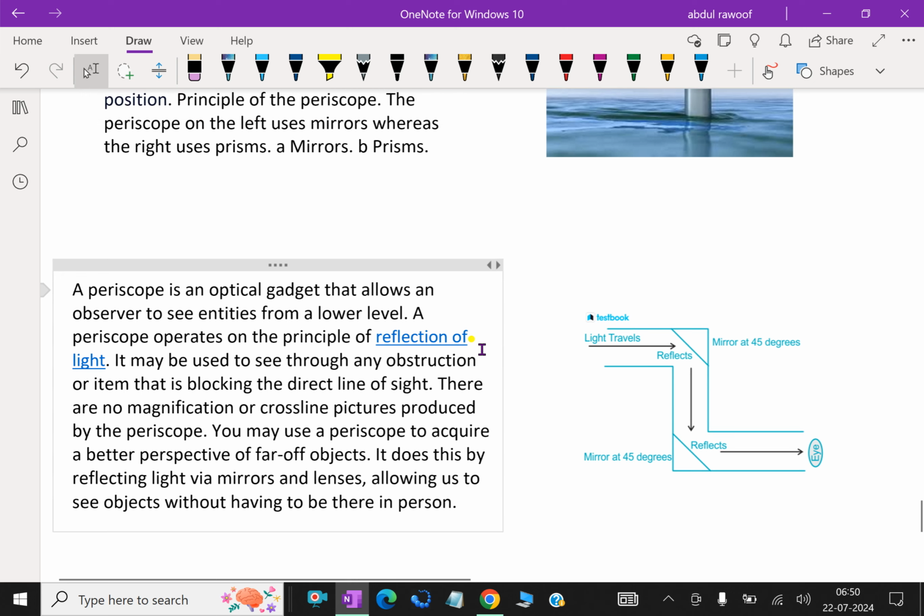So far we discussed a little about optical instruments, some introduction. In further videos, we will do further problems on how to solve problems for instruments like optical instruments.